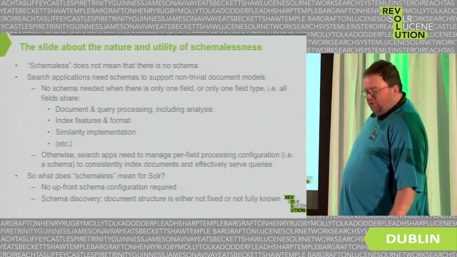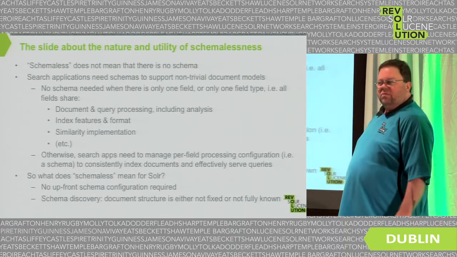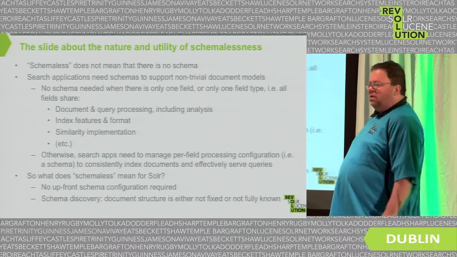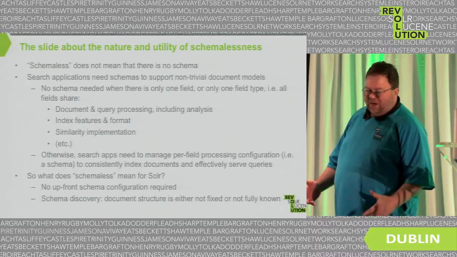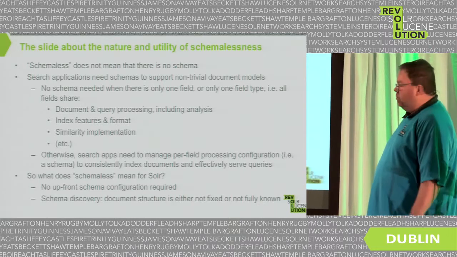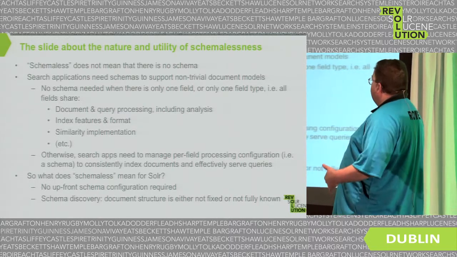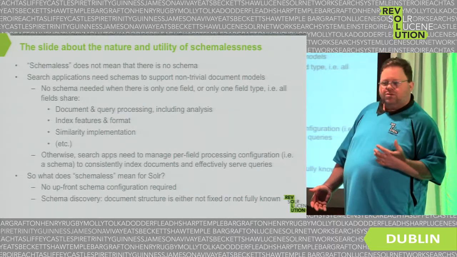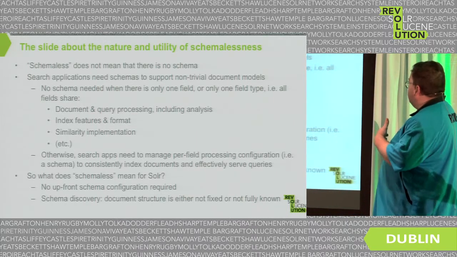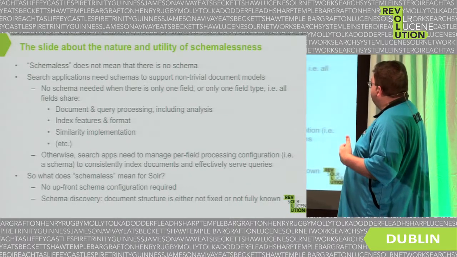So this is the slide about the nature and utility of schemalessness. There's some debate about use of the term schemaless, particularly because of that first sentence there. Schemaless does not actually mean that there is no schema, surprisingly enough. The reason is that search applications need schemas in order to support non-trivial document models. The only case where you don't actually need a schema for a search application is if you only have a single field, or if there's only one field type. That is, all fields share processing, including analysis, index features and format, similarity implementation, etc.